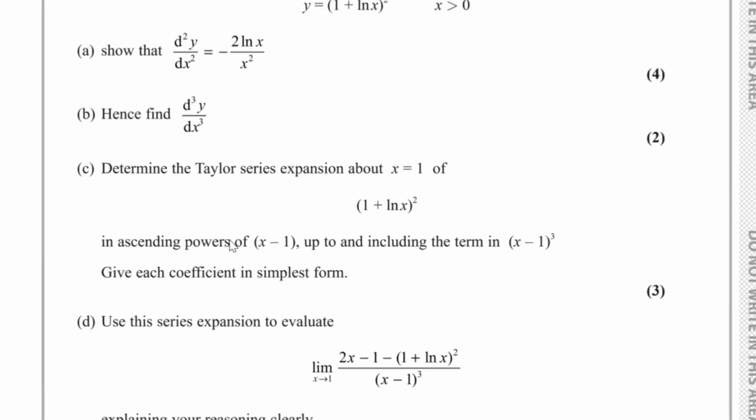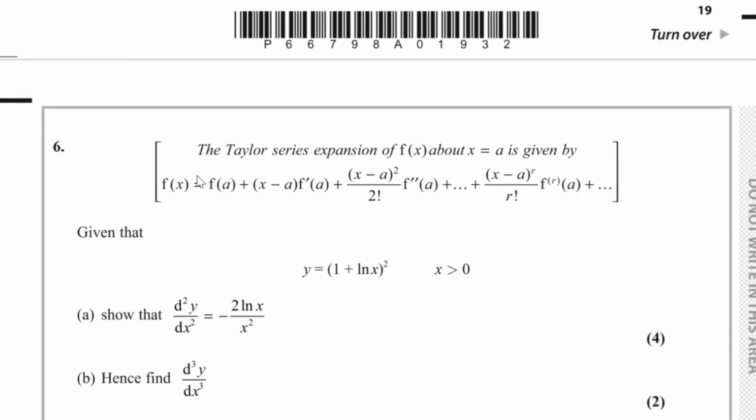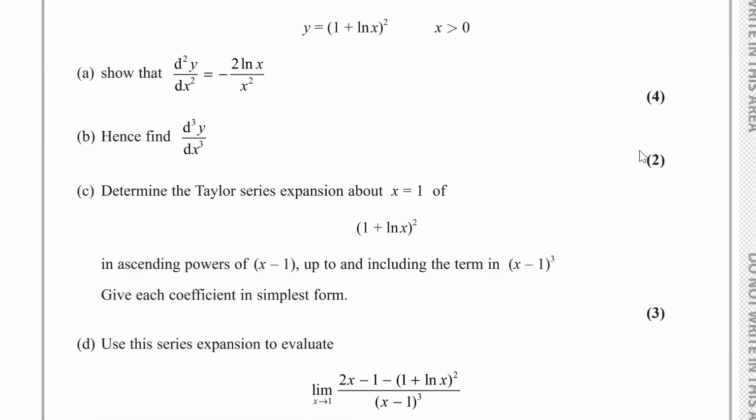And now for part C, we have to determine the Taylor series expansion about x equals 1 of 1 plus natural log x all squared in ascending powers of x minus 1 up to and including the term in x minus 1 all cubed. We have to give each coefficient in simplest form. Well, using the result here, we need to work out f of 1, f dash of 1, f double dash of 1, and then f triple dash of 1. And then we can use our formula.